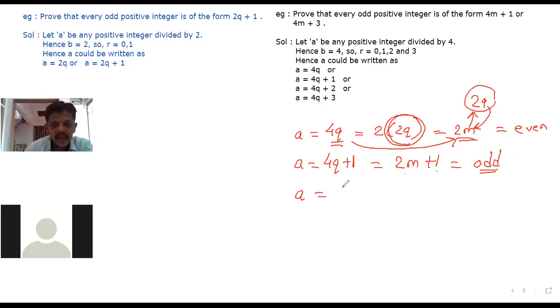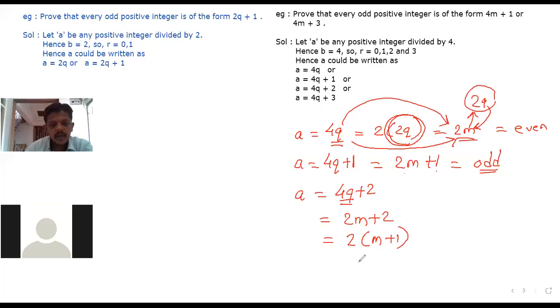a is equal to 4q plus 2. What is 4q? 2m. So 2m plus 2. Can I take out 2 common? Yes. Here is also 2, so 2 comes out common. 2 into a bracket of something, and 2 into anything is always an even number. A multiple of 2 is even.